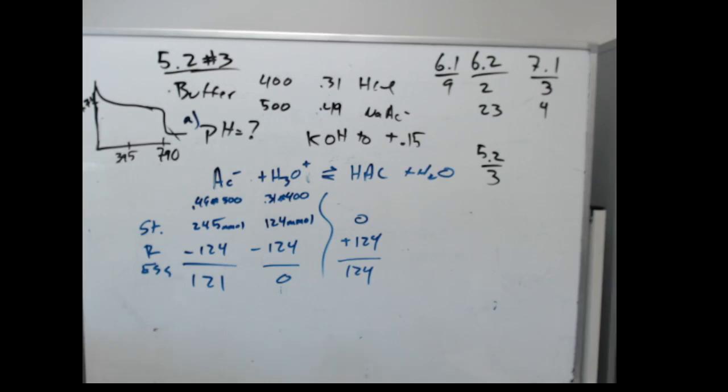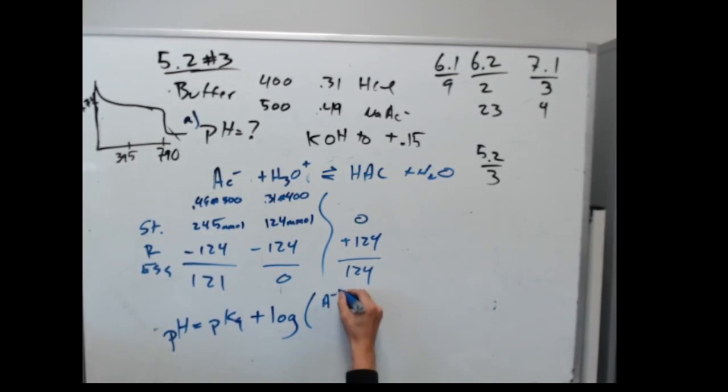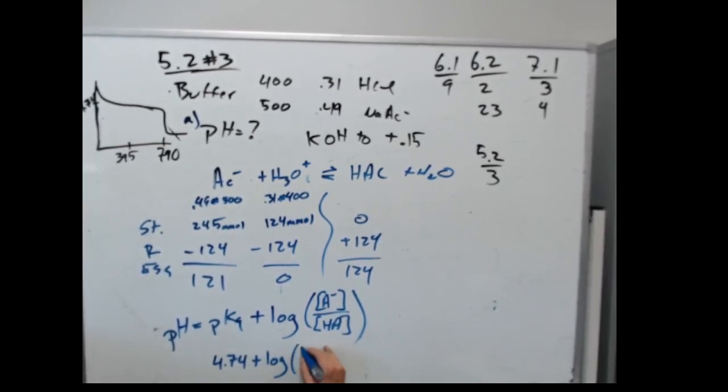Then I can just say pH is equal to pKa. I'm in the buffer range. I've got weak acid and conjugate base both present. So I can say pH is equal to pKa plus log of A minus concentration divided by HA concentration. And then I plug in my values. This is going to be 4.74 plus log of 121 over 124.